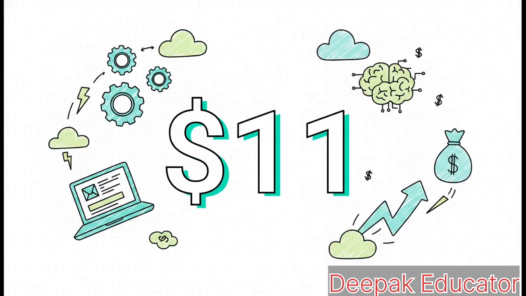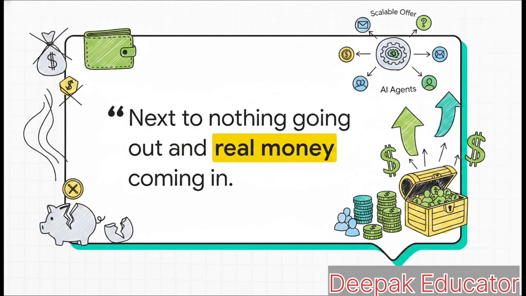So the crucial point comes down to this: $11. That is the total cost it took to build this entire automated interactive setup. You are spending under $11 in AI computing costs to create this highly professional service flow and landing page, something you could comfortably charge a client thousands of dollars for. Which brings us to this really powerful realization. Next to nothing going out and real money coming in. I mean, that's the absolute dream, isn't it? This agent creates a perfectly scalable offer. The clients are essentially doing the sales and discovery process themselves, and you haven't had to lift a single finger to close the deal.